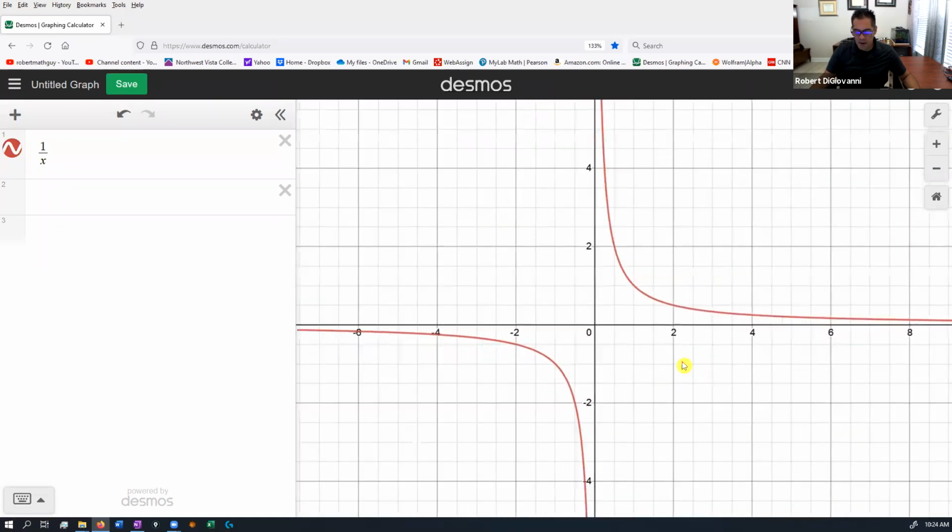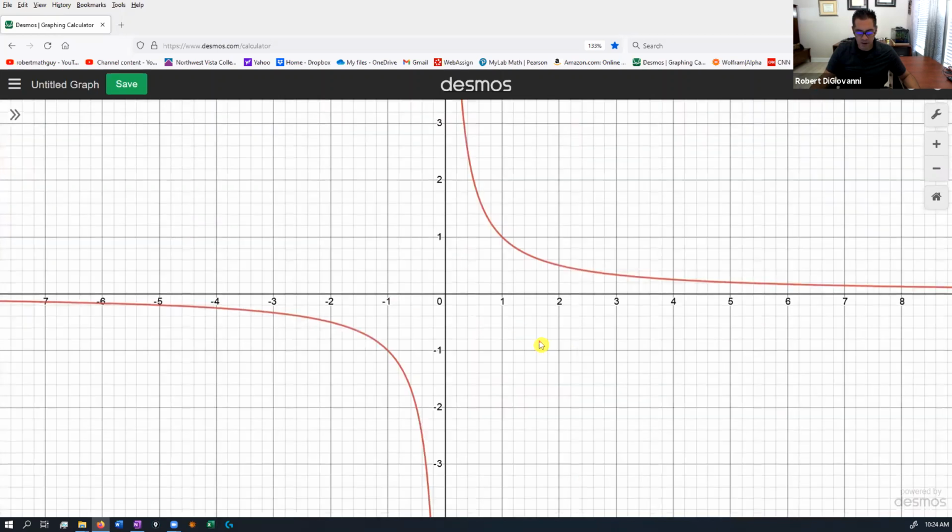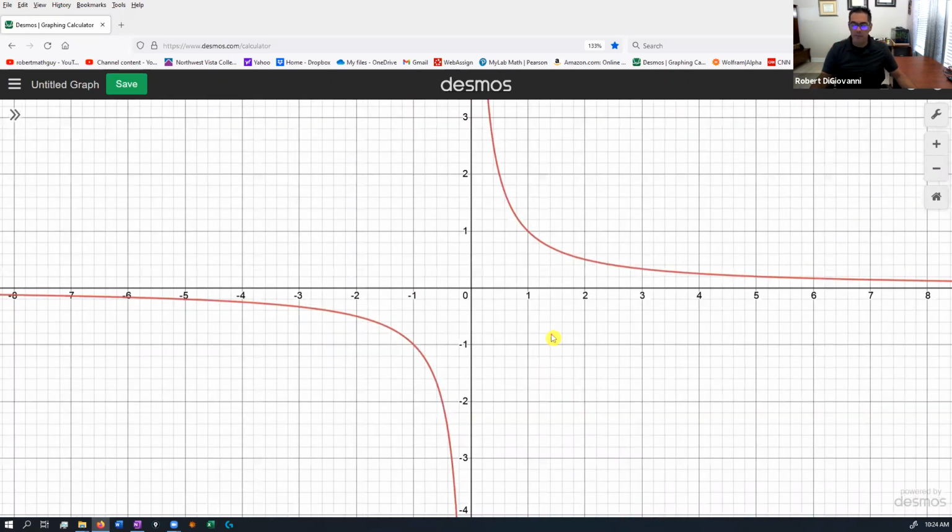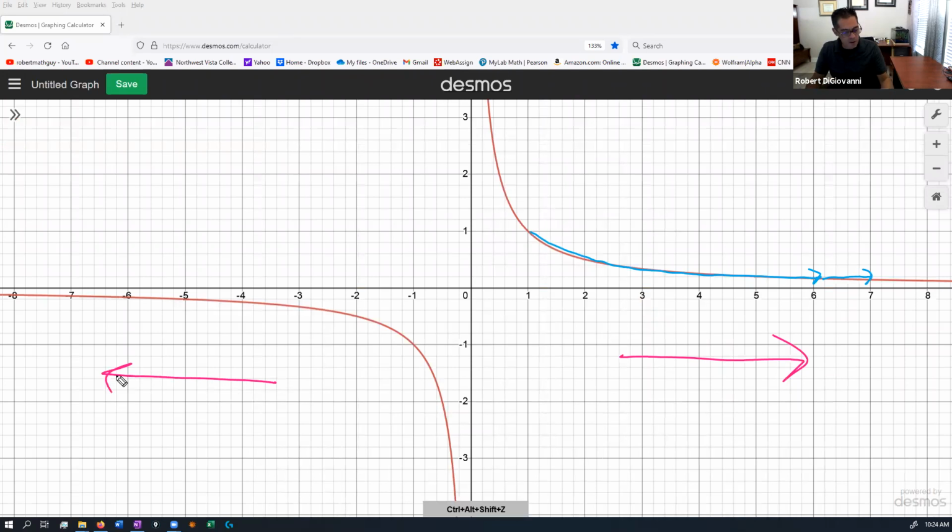So look at this graph. Look at its basic behavior. As we go out to the right, the graph dives down and gets closer and closer to the x-axis. As we go out to the left, the graph is getting closer and closer to the x-axis, but from the bottom. You see that? It's actually below the x-axis, moving closer and closer up to the x-axis.